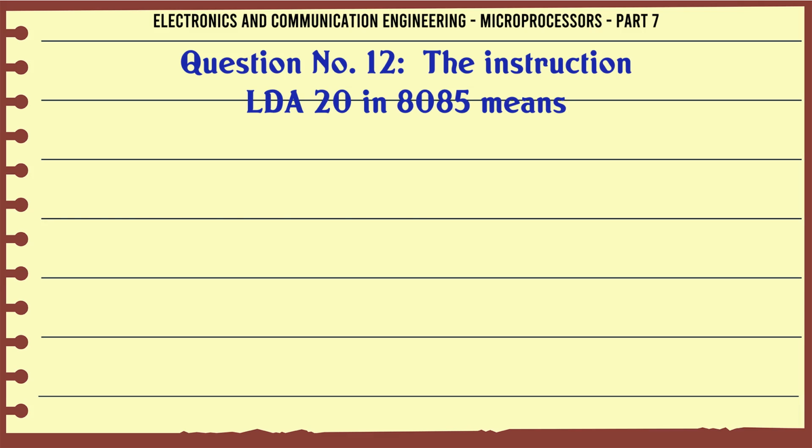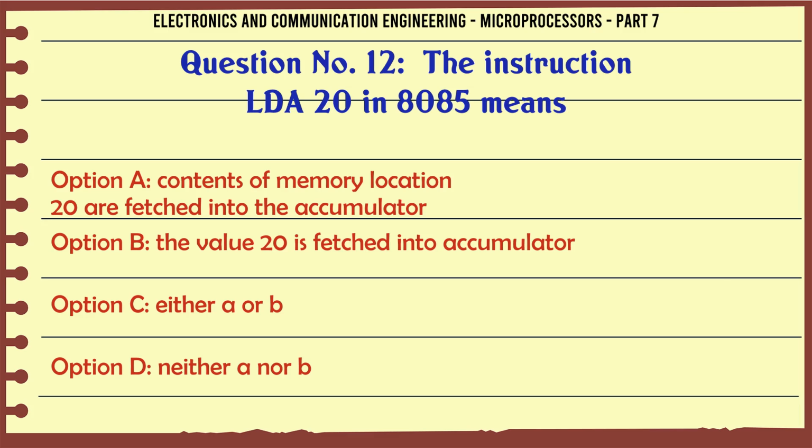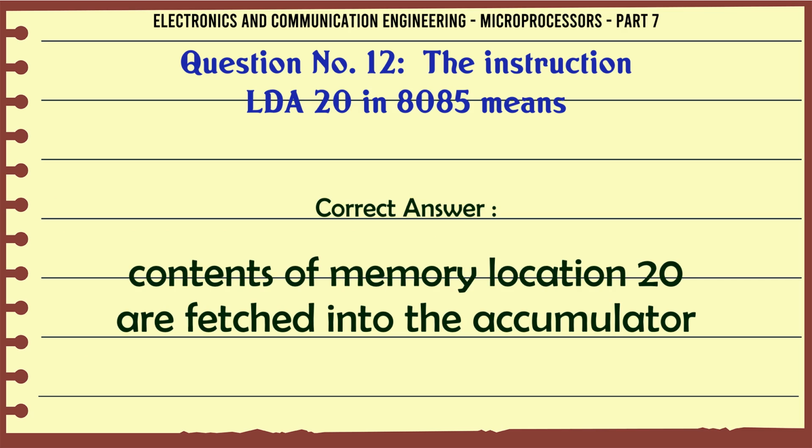The instruction LDA 20 in 8085 means: A, contents of memory location 20 are fetched into the accumulator. B, the value 20 is fetched into accumulator. C, either A or B. D, neither A nor B. The correct answer is contents of memory location 20 are fetched into the accumulator.